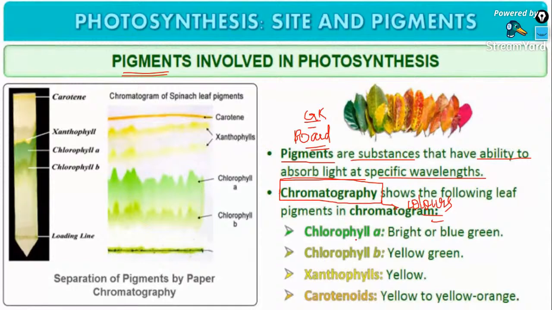So you have different pigments, that is chlorophyll A which is bright or blue green in color, then chlorophyll B which is yellow green in color, xanthophyll yellow in color, carotenoids yellow to yellow orange in color.